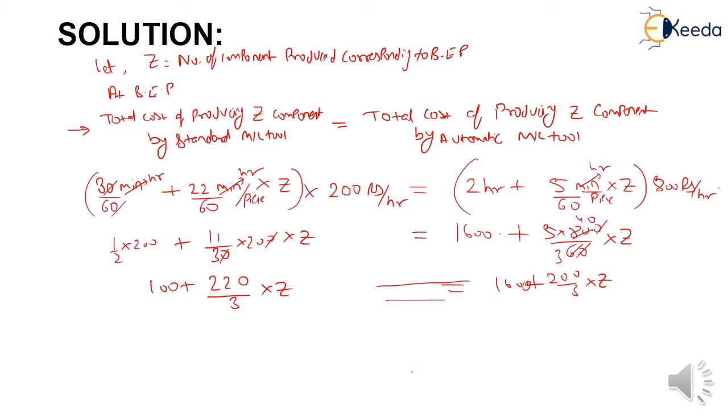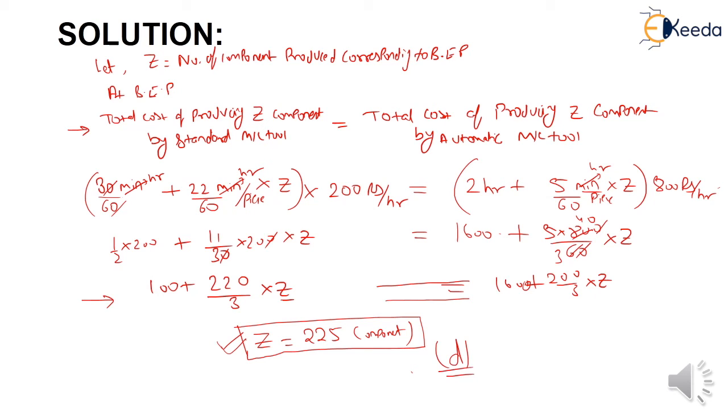Now compare and equate both total costs. In this equation Z is the unknown, so solve this equation to find Z. Z comes out to 225 components, which is your answer. So in this question, what is the answer? It is 225 components. So 225 components is your correct answer. So what is the option? Option D is your correct option. In option D, 225.